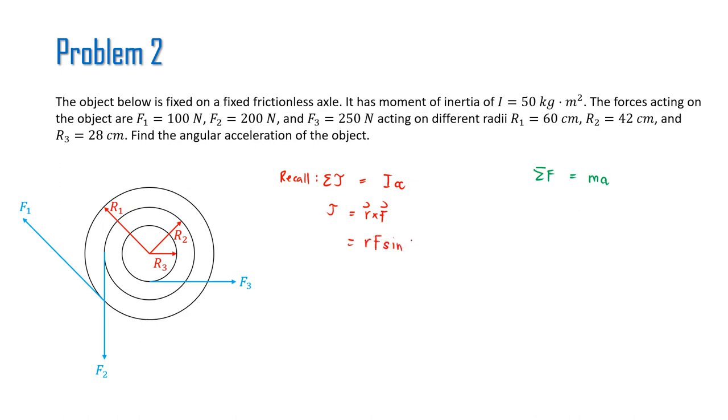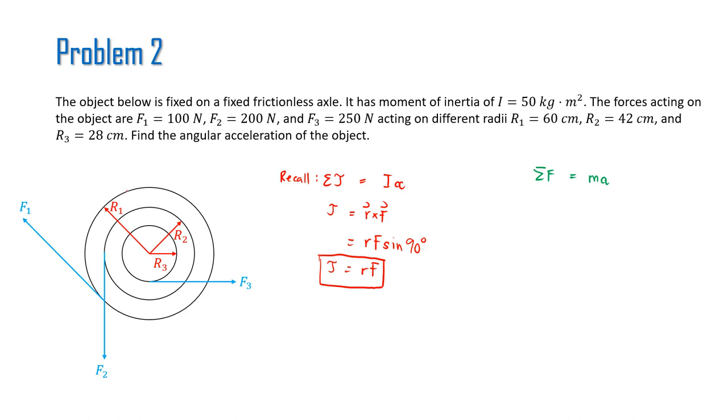If R and F are perpendicular with each other, then the angle between them is 90 degrees. So we have sine 90 degrees is equal to 1. Therefore, the torque is just equal to R times F. And then we will get each of the torques due to the three forces.